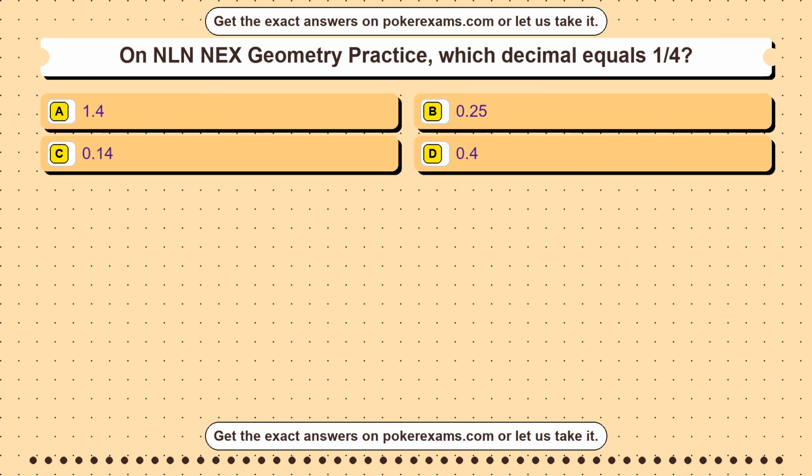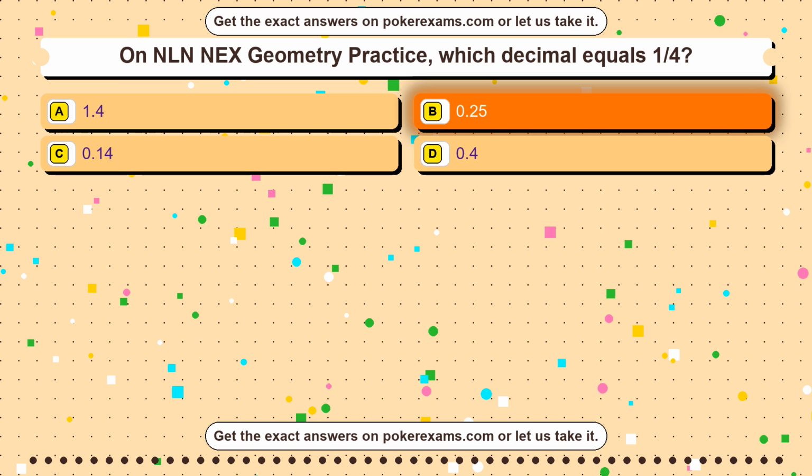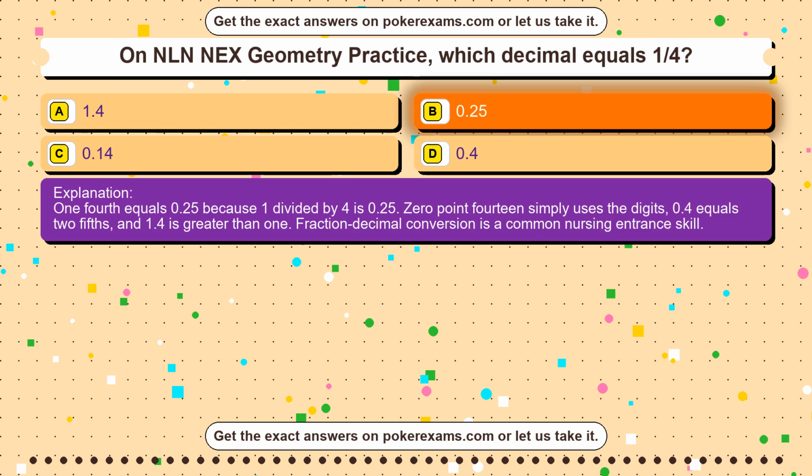Question 44. On get geography practice, which phrase best describes supply and demand? Option A. How sentences combine. Option B. How price and quantity interact. Option C. How planets orbit. Option D. How cells divide. The correct answer is option B. How price and quantity interact. Supply and demand explain how price and quantity interact in markets. Planetary motion, cell division, and sentence combining belong to other GED subjects. Economics questions often center on market behavior.